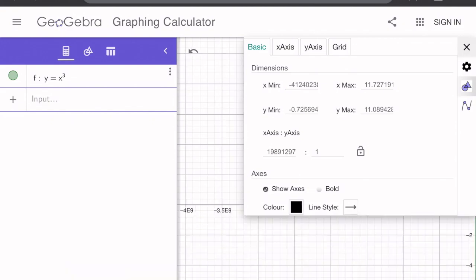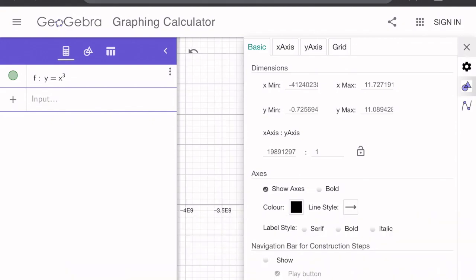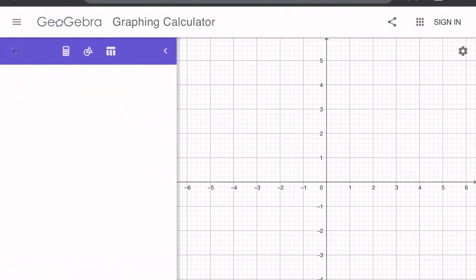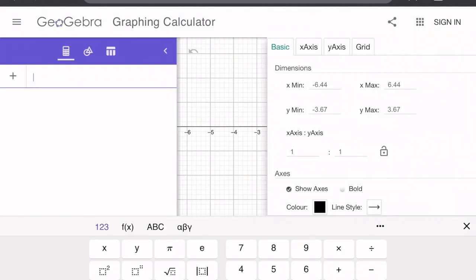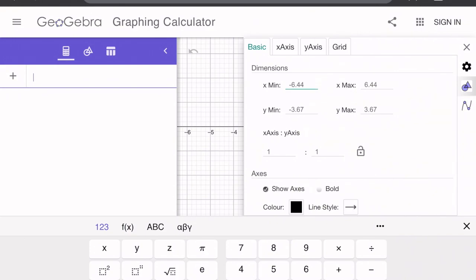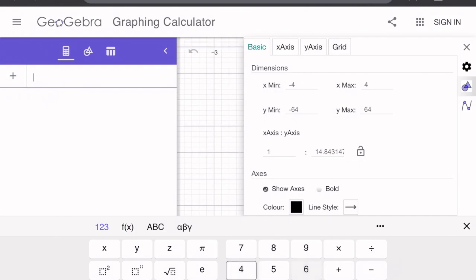Okay, I'm giving up on that idea. This did not work. Let's try again. So, I want my x minimum to be minus 4 and my x maximum to be positive 4. My y minimum, well, 4 cubed is 4 times 4 is 16 times 4 is 64, so negative 64. Y maximum is going to be positive 64.